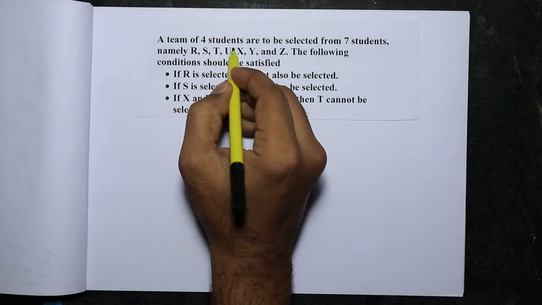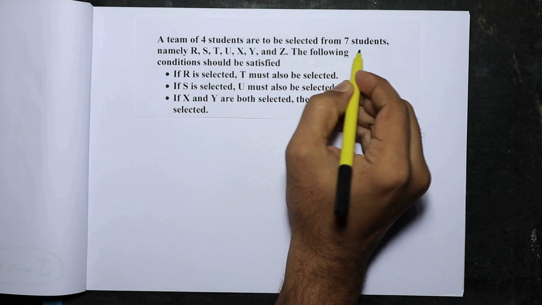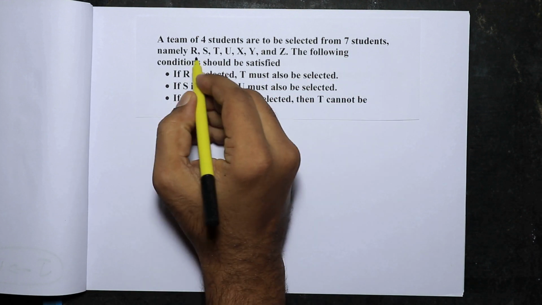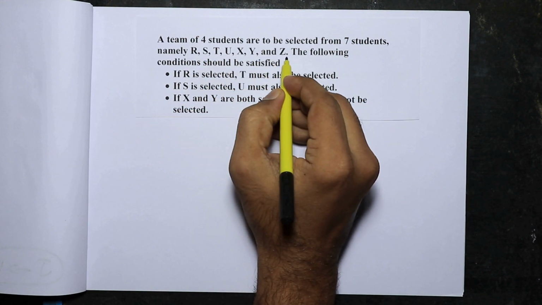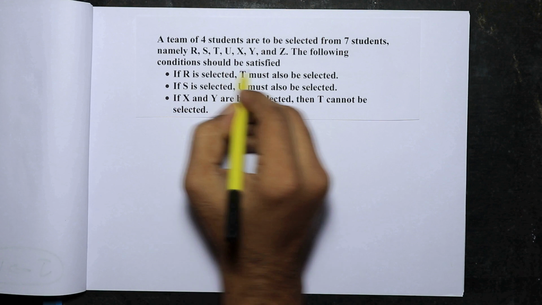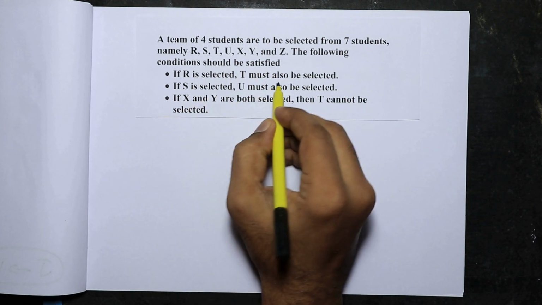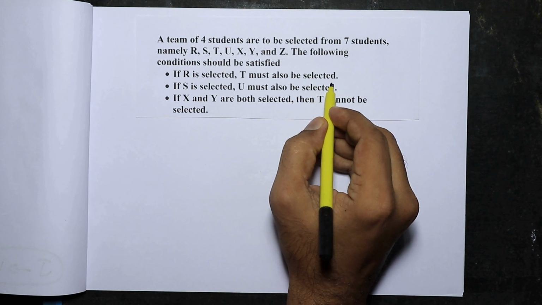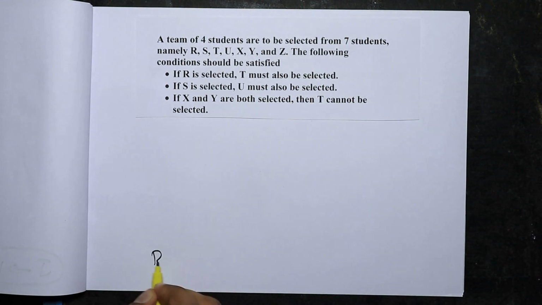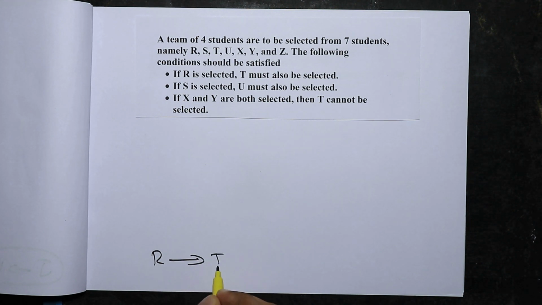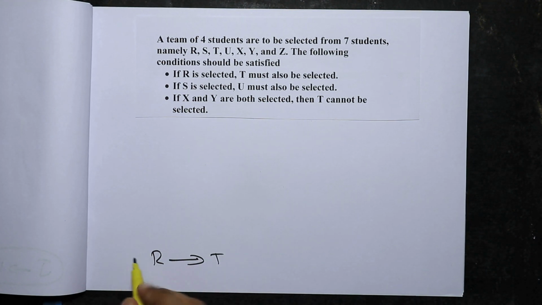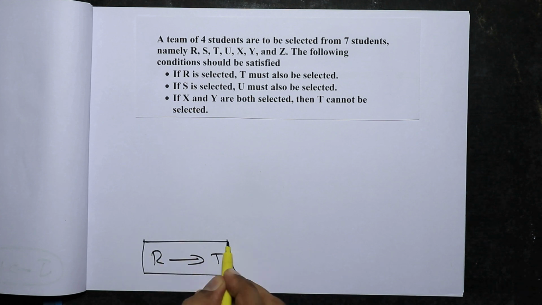A team of 4 students are to be selected from 7 students, namely R, S, T, U, X, Y and Z. The following conditions should be satisfied. If R is selected, T must also be selected. So I'll represent it like this: R implies T. If R is selected, then T should also be selected. So this is one condition.